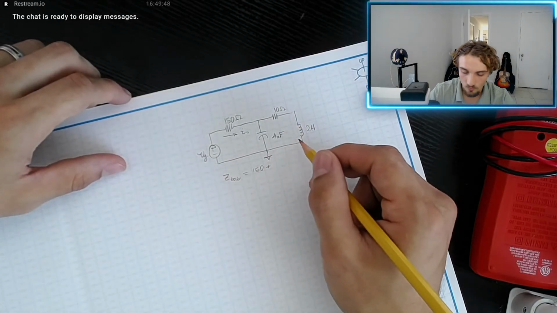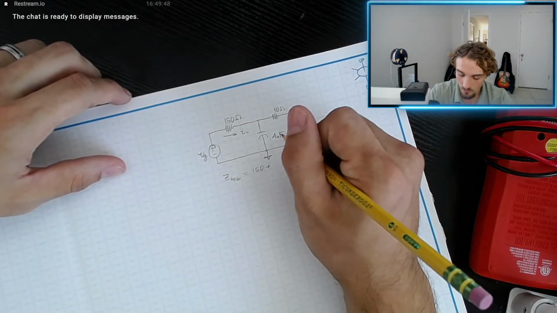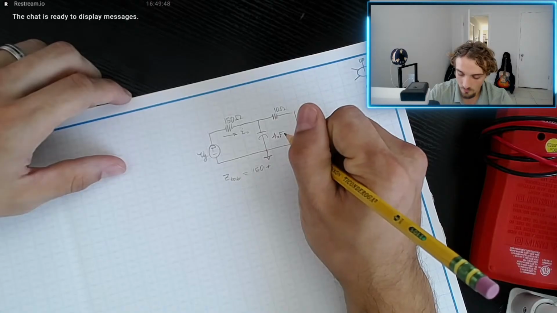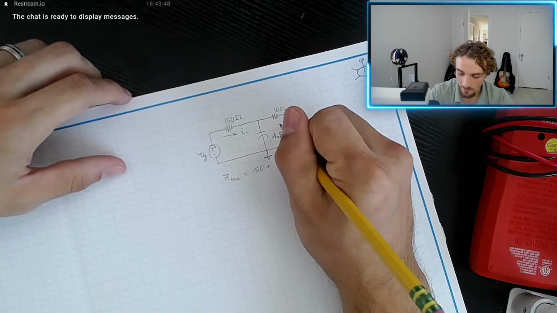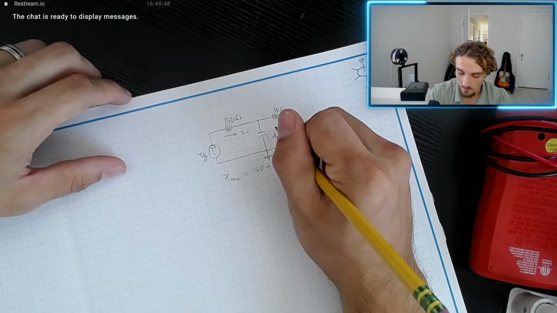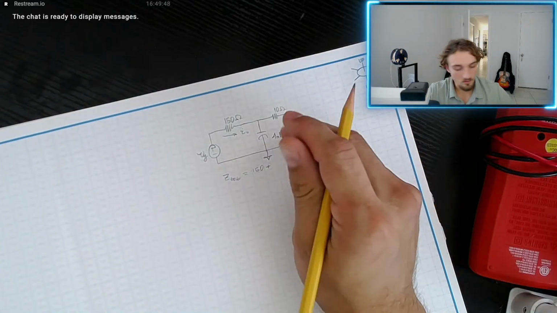All right, I have enough room here. We'll write the phasor term. Okay, we'll put it in phasor form. So 4 millifarad would equal J omega L, or negative J divided by omega C.